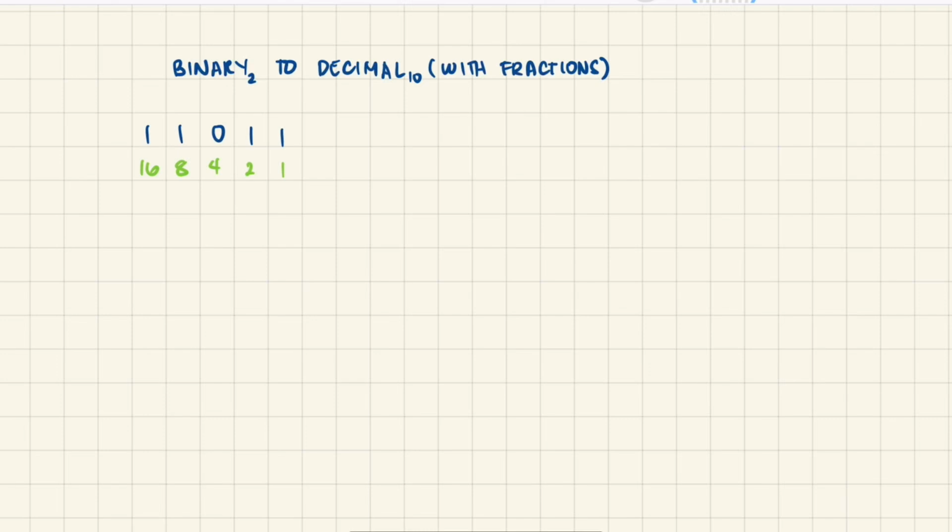So next is we're going to multiply all of these numbers that have 1 on it. So this is 1, 2, 8, 16. The last step is we are going to add all of these values up, and therefore our answer is 27.